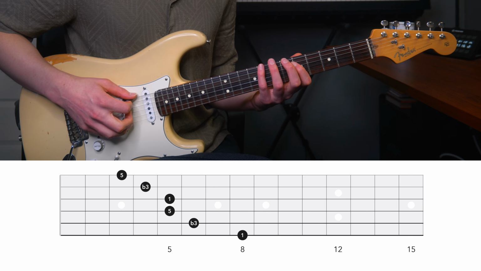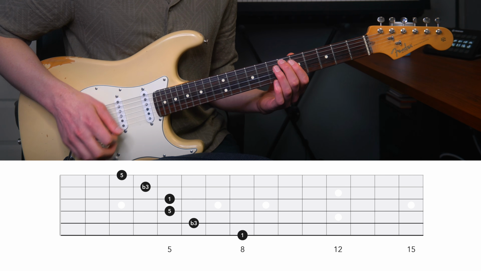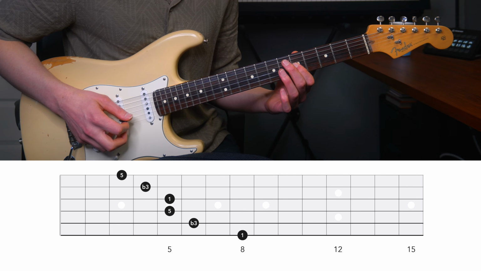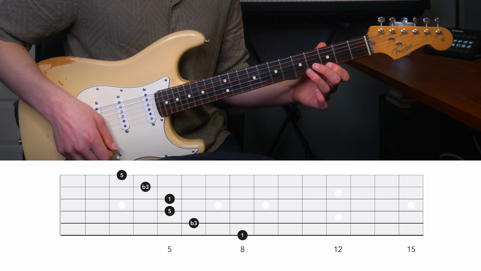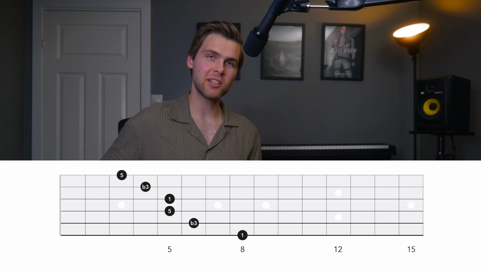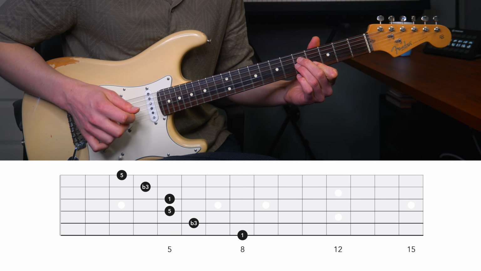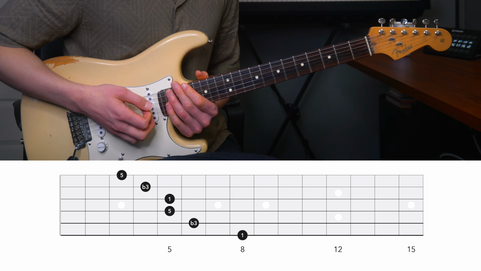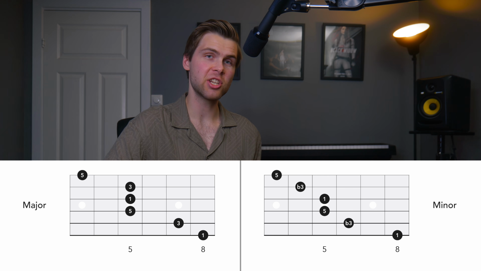We start with 8. Now we get 6 instead of 7. 5, 5, 4 instead of 5. 3. Then again, you want to play 3 notes at a time to actually play the triads. It's very important that you understand that these shapes are the same, we're just changing the third.